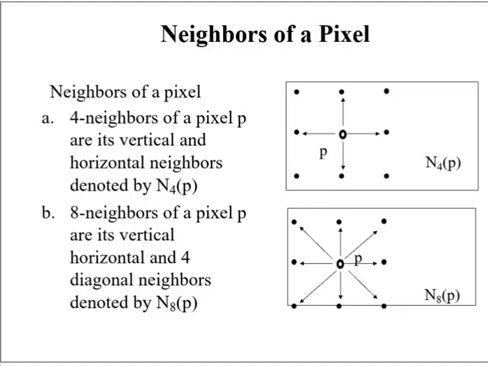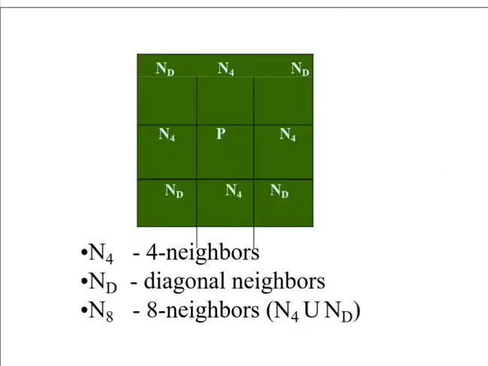In a binary image, V equals 1 if we are referring to the adjacency of pixels with value 1. In a grayscale image, the idea is the same, but the set V typically contains more elements. For example, with a range of possible intensity values 0 to 255, set V could be any subset of these 256 values. We consider three types of adjacency: 4 adjacency, 8 adjacency, and M adjacency. We see them one by one.